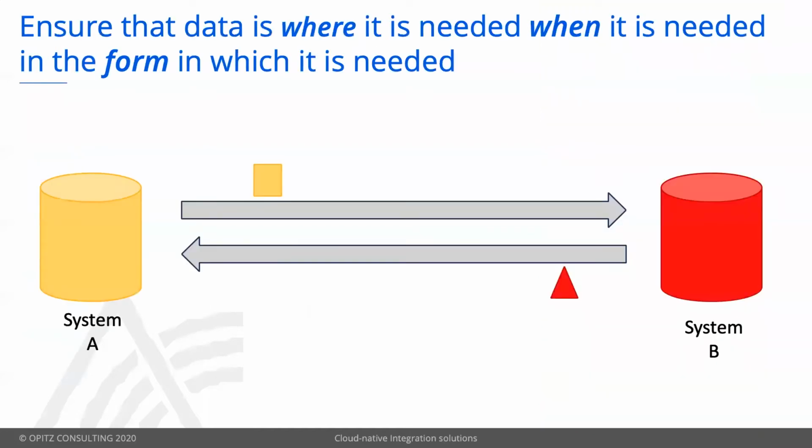So first of all, what is integration? Integration ensures that the data is where it is needed, when it is needed, and in the form in which it is needed. So basically, we try to integrate systems and data with each other. Heterogeneous systems with different data semantics and data formats we try to integrate. Sounds easy, but it isn't easy, like we will see in following slides.